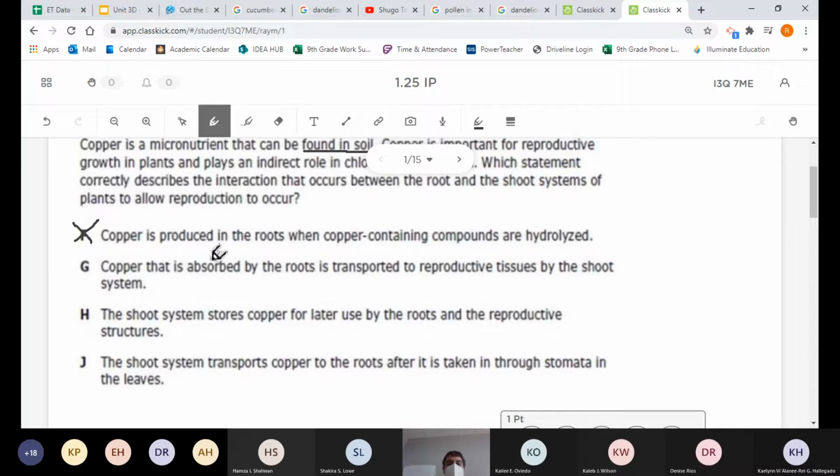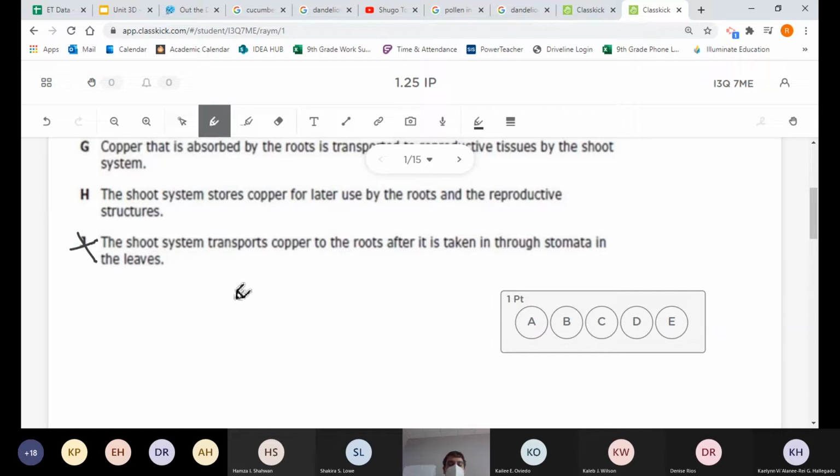Can somebody else knock out another answer choice for us? Oh, I'm sorry, Casey. I didn't say you said J. Would J be a wrong answer? The shoot system transports copper to the roots after it is taken through stomata in the leaves. Wow. That sounds crazy wrong, right?